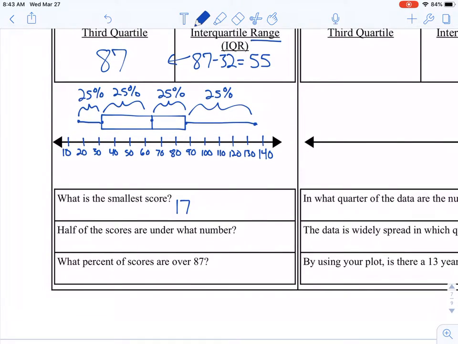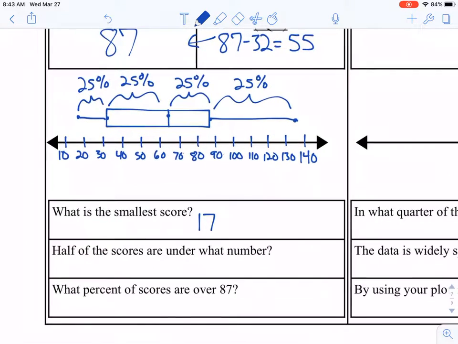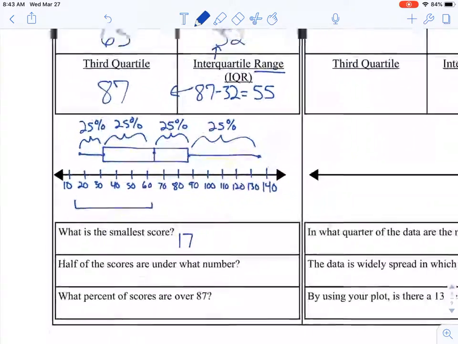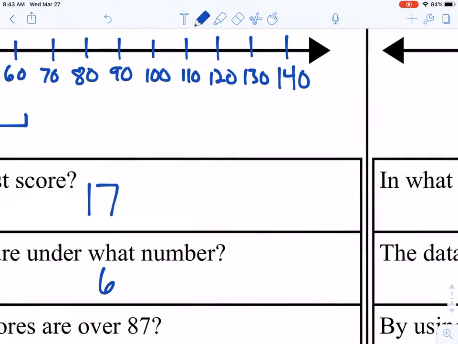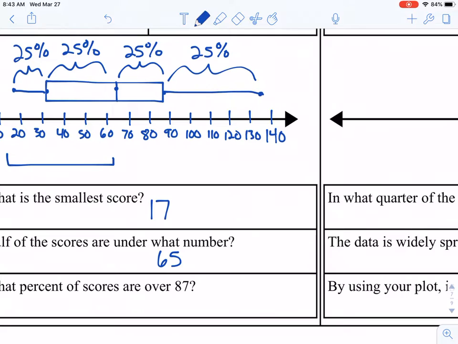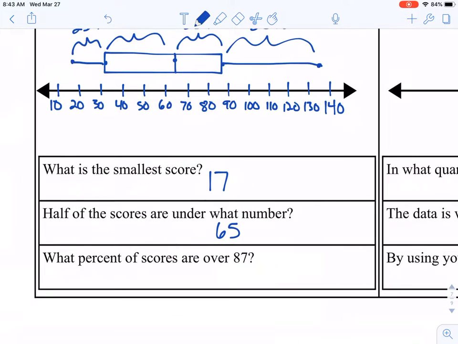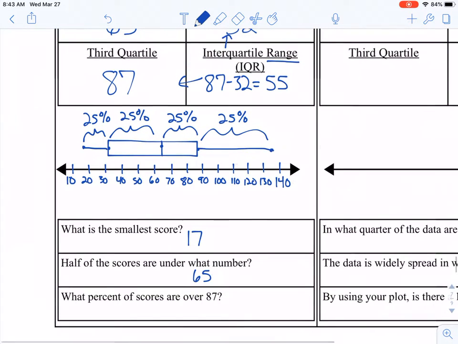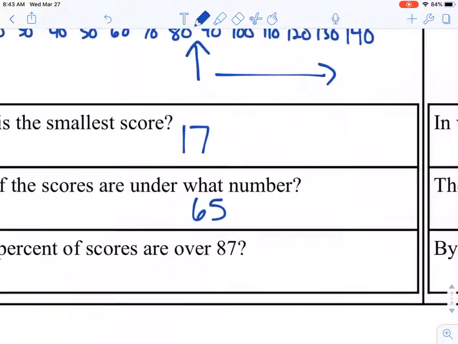And it says half of the scores are under what number? So half would be 50%, and under would be the bottom 50%, so that would be our median. My median was 65, so our answer there is 65. Okay, and then the last one. What percent of scores are over 87? So 87 was our third quartile. So that was here, and it says over 87, so that would be this section, which would be 25%.